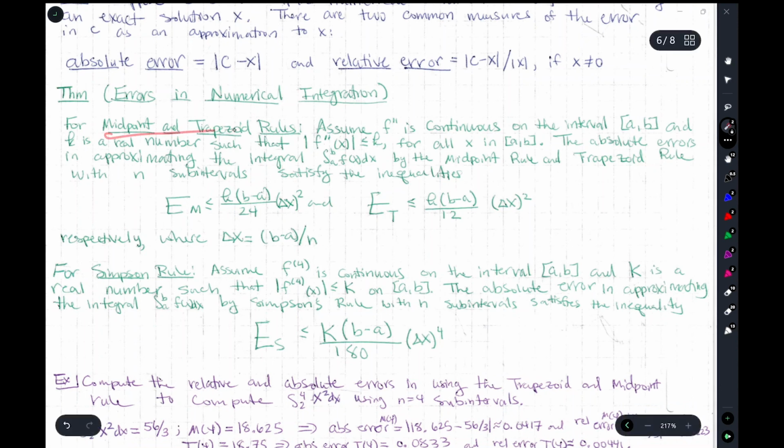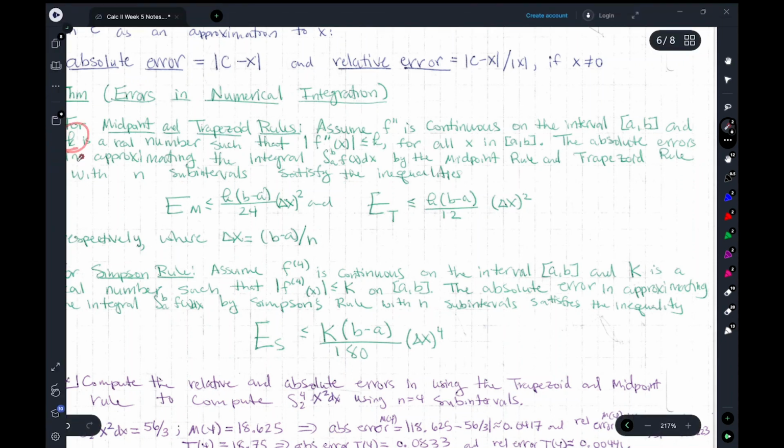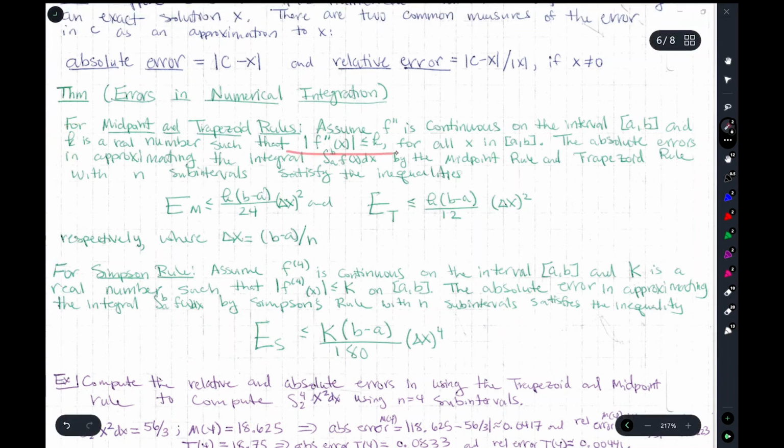Okay, for midpoint and trapezoid rules, we assume that the second derivative of f is continuous on the interval that we're integrating, and that K is a real number such that the second derivative of the function is bounded by that real number. And here's where all the magic and tricks go. You always want a bound. So we could bound the absolute value of the second derivative by this real number K on the interval a, b.